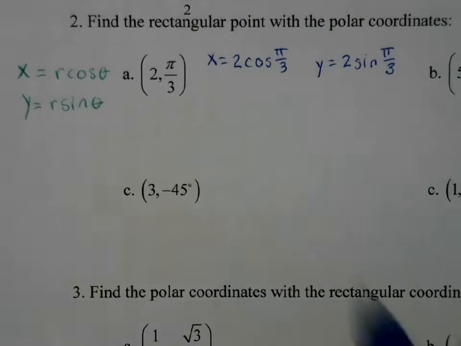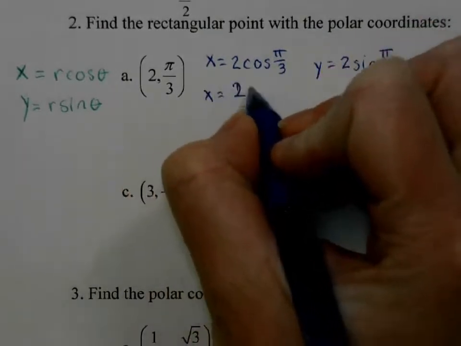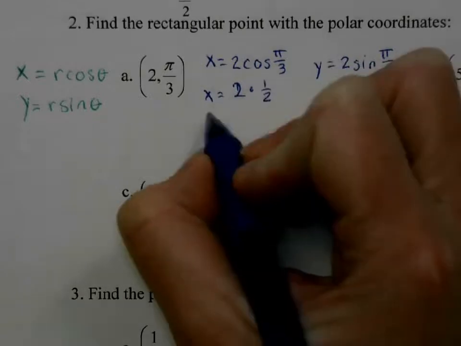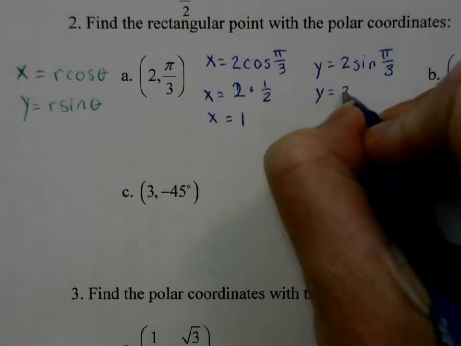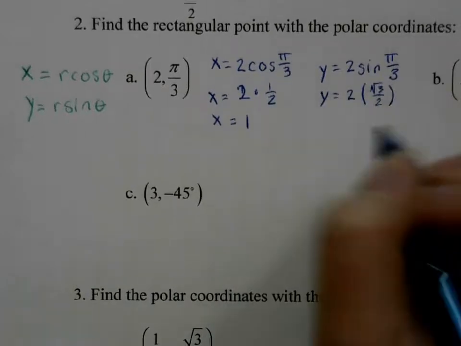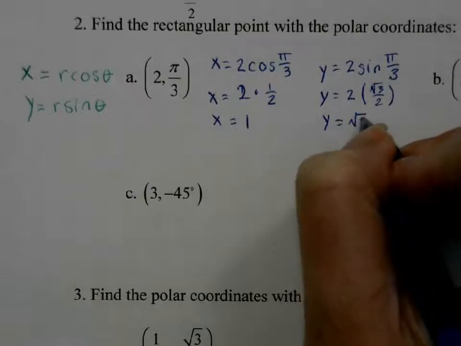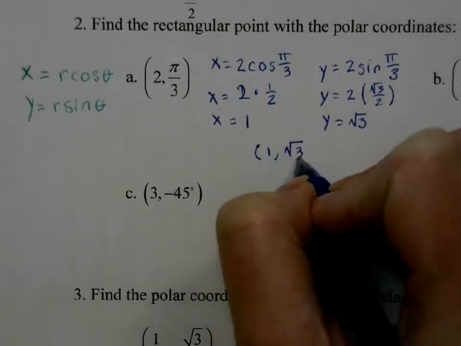The x value at pi over 3 is 1/2. So my x coordinate is going to be 1. The y coordinate is root 3 over 2. So my y is going to be root 3. So my coordinate is 1, root 3.